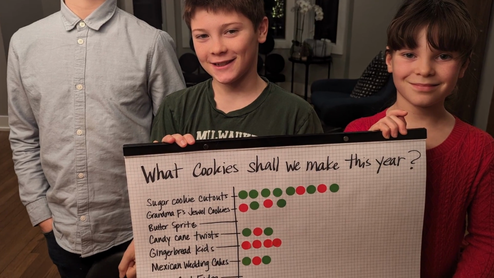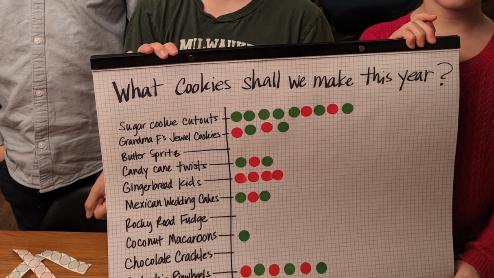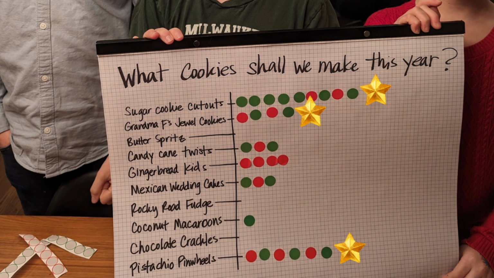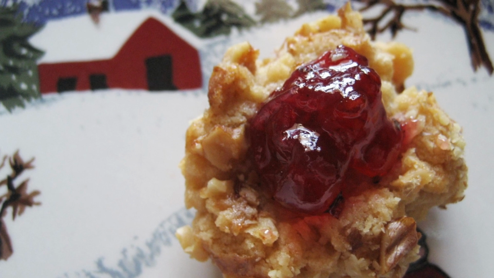Use the final graph to decide which cookies to bake. As for us, looks like we'll be having fun decorating some sugar cookie cutouts. My 12-year-old is pretty excited to make pistachio pinwheels, and Grandma Frances's jewel cookies also made the cut.